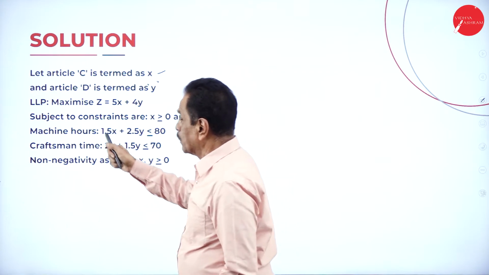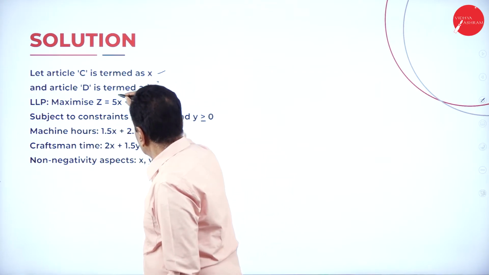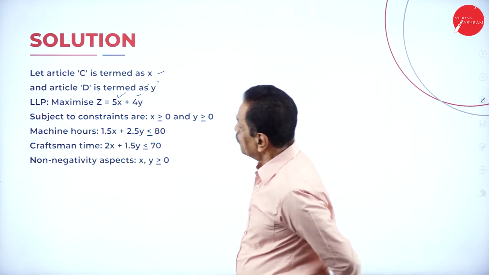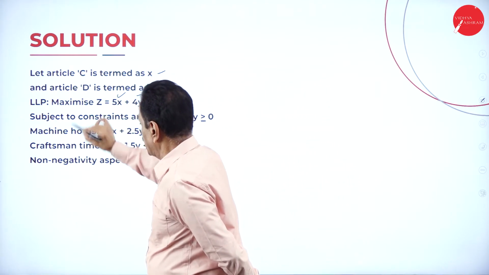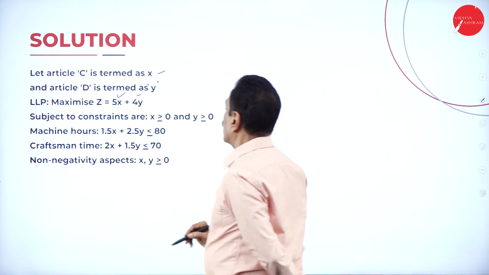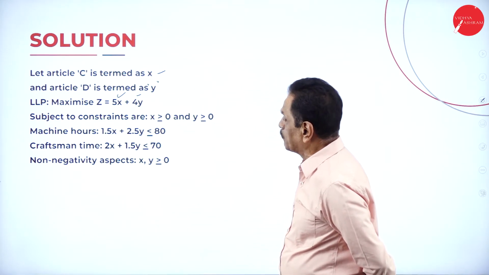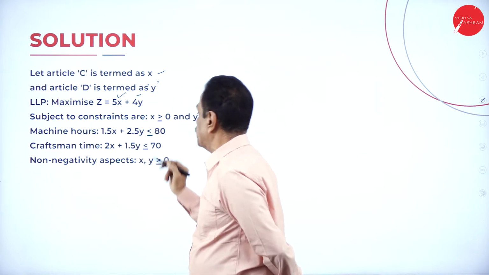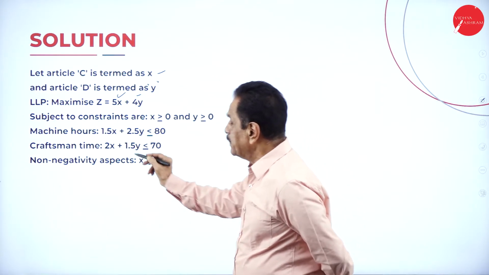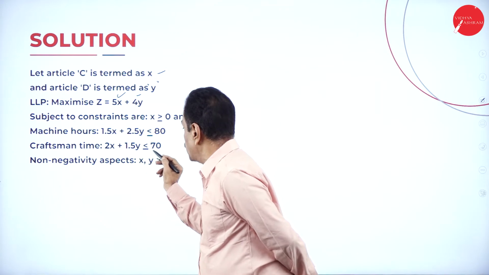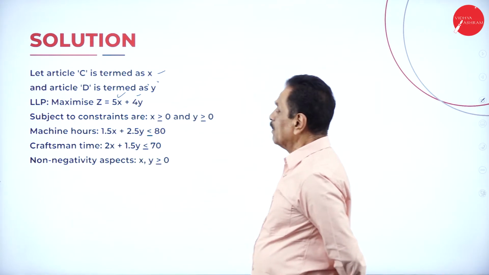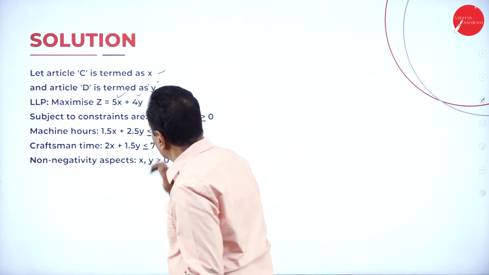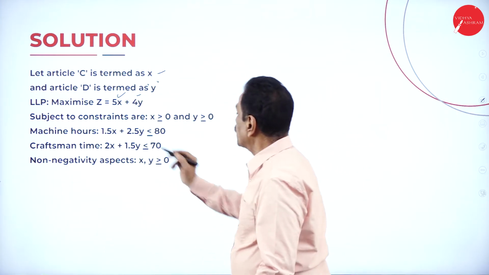So linear programming, maximize Z, profit of X is 5, profit of Y is 4. Subject to constraints, X and Y should not be negative. Machine hours, 1.5X plus 2.5Y is less than or equal to 80. Craftsman time, 2X plus 1.5Y is less than or equal to 70. Non-negative constraints are there. So this is the maximum you can utilize. What is the first equation?